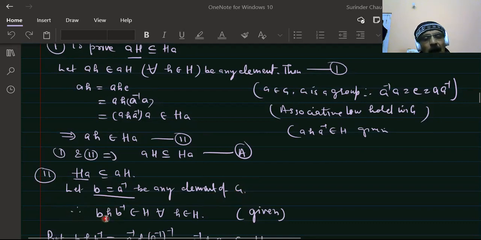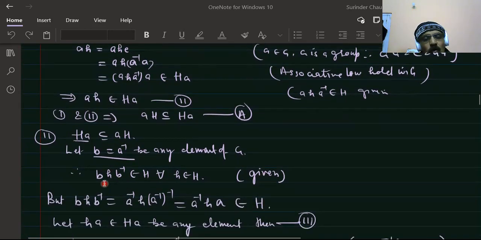Therefore, B H B inverse also belongs to H. For H, this is given. If B is an element of G and B is equal to A inverse, then B H B inverse also belongs to H. For H, this is given to us.